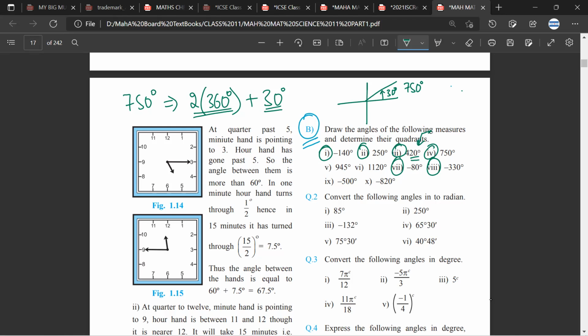Now, if you look at 945 degree, so 720 plus there is 225 degree more. Any doubt?